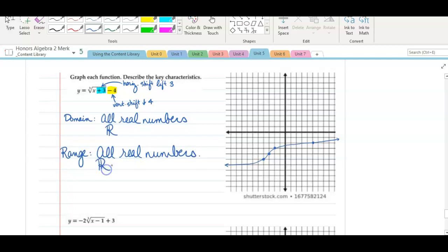One thing I want to point out, to write that with interval notation, you just simply say negative infinity to positive infinity.